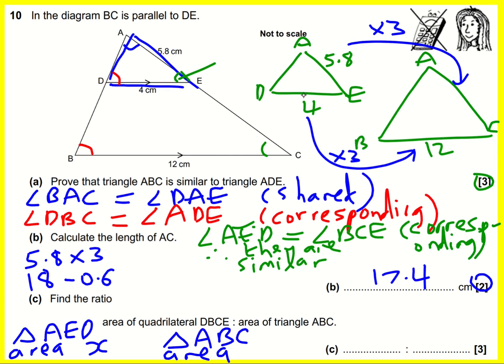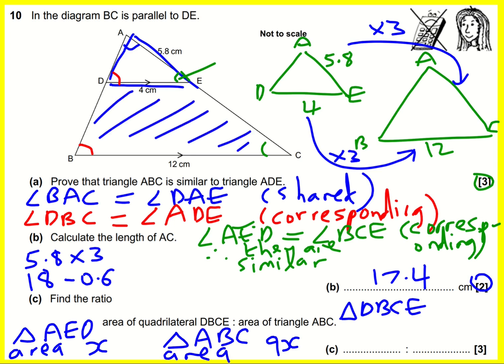Well, I know the lengths are multiplied by 3, and actually what happens is that because all the lengths are multiplied by 3, like the base is multiplied by 3 and the height is multiplied by 3, when you work out the area, you have to account for that twice. You have to times by 3, but then times by 3 again. So the area scale factor would be 3 squared, or 9, and then the area would be 9 lots of x. And that means we're nearly there because the area of DBCE, that's this bit here, that's going to be this 9x minus the x, it's going to be 8x.